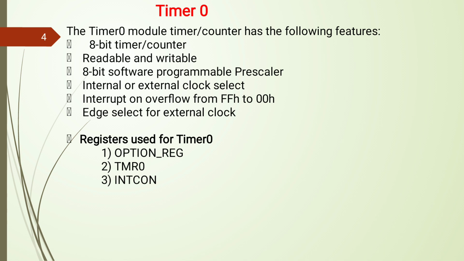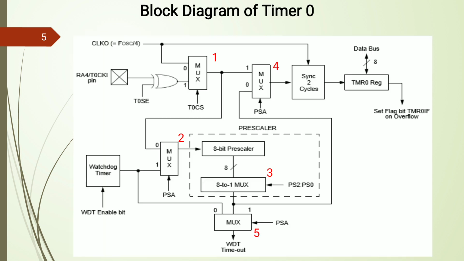As we discussed earlier, the registers used for timer 0 are OPTION, TMR0 and INTCON. These OPTION and INTCON registers we have already discussed. So we see the block diagram of timer 0. In this block diagram, two clock sources are there.